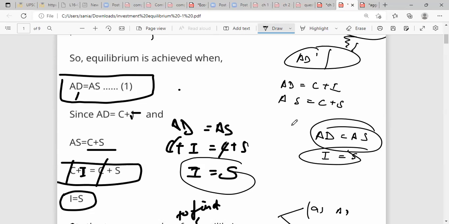Ma'am, in that formula, we'll start from AD is equal to C plus I, then AS is equal to C plus S, then C plus I and C plus S, and that's how I is equal to S. Yes. First of all, you will write this: equilibrium is achieved when AD equals AS, and then you will write this entire thing.